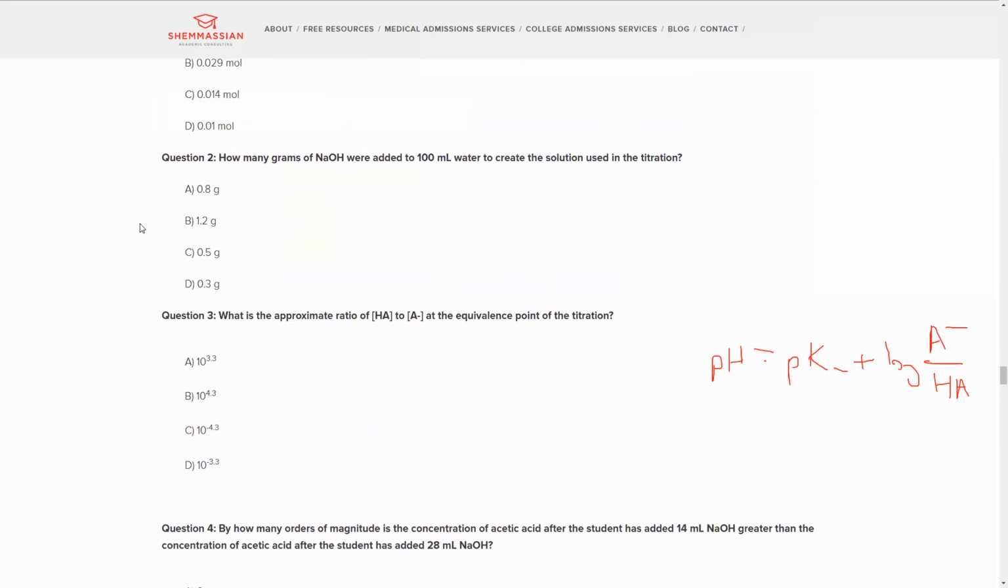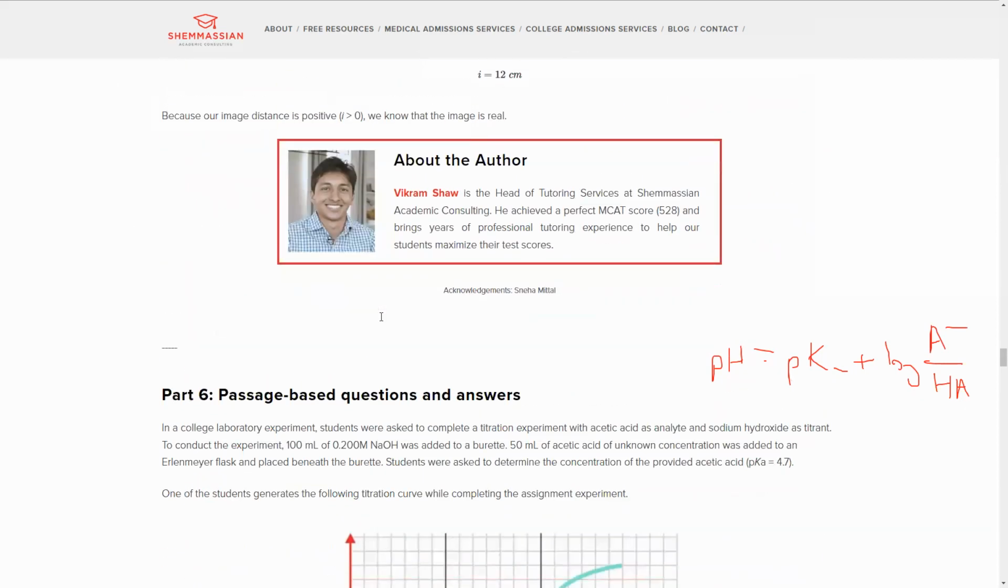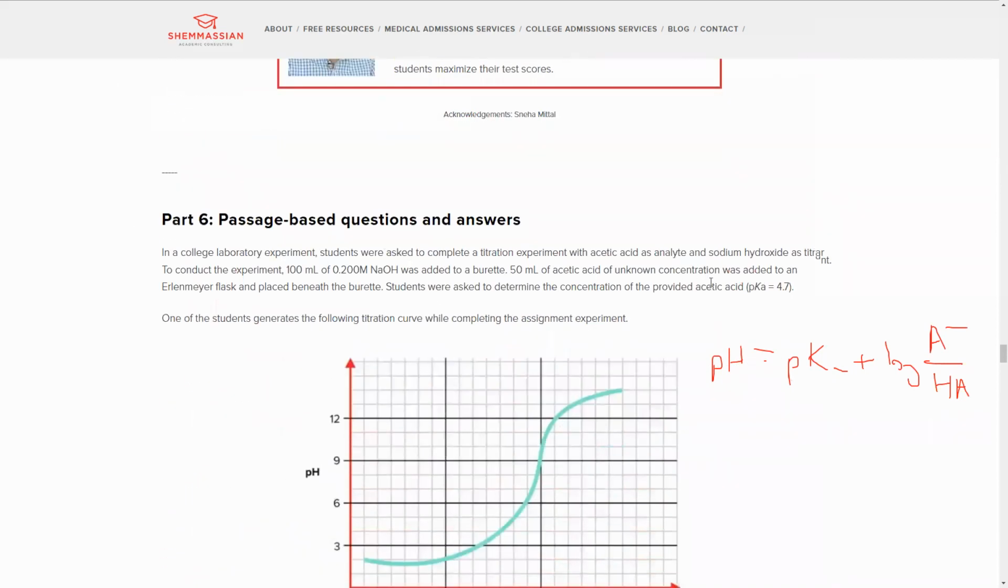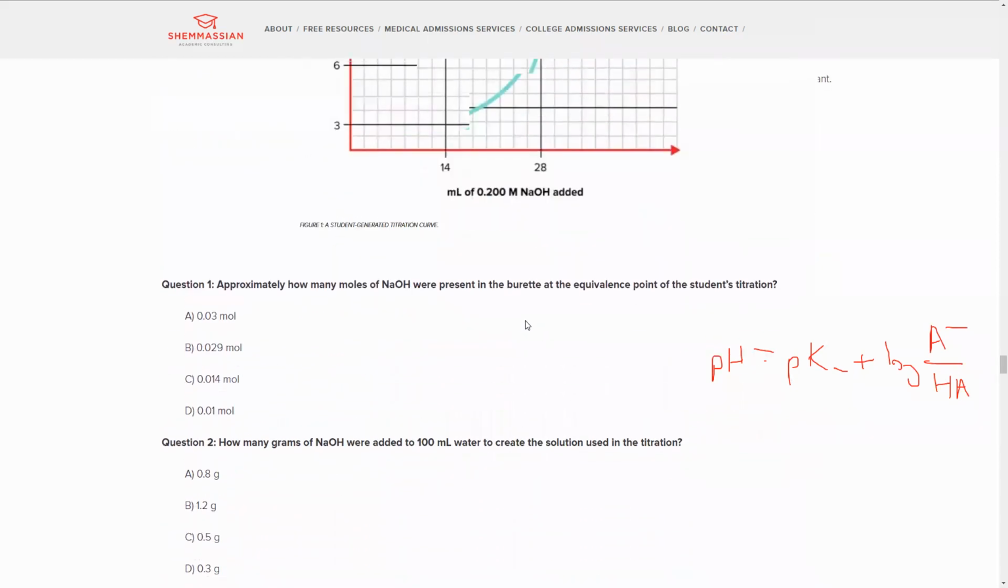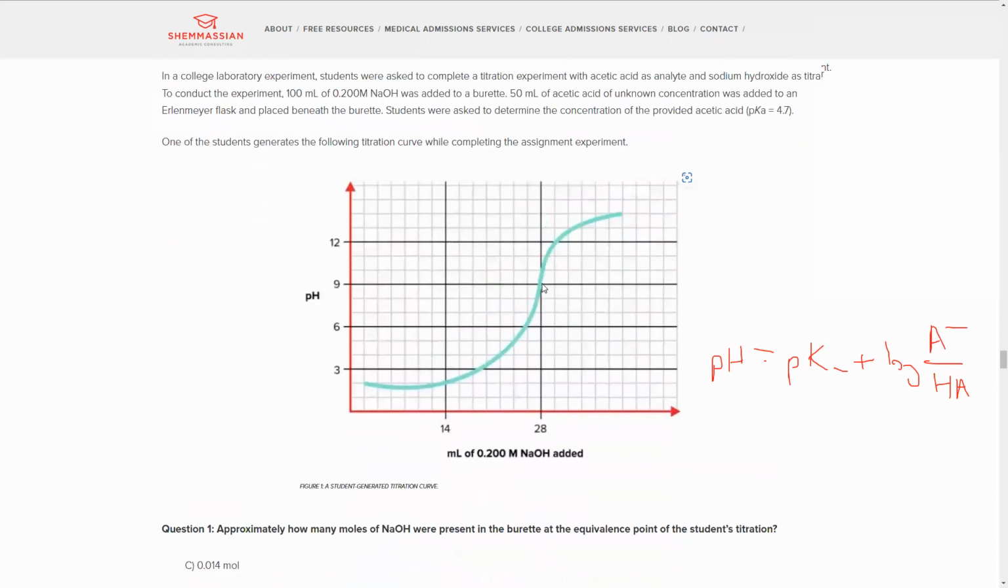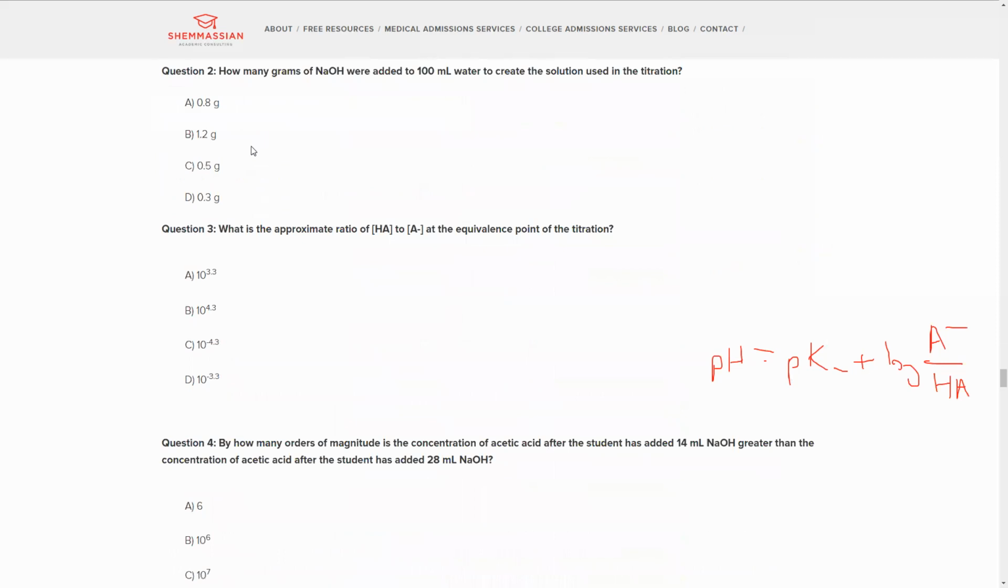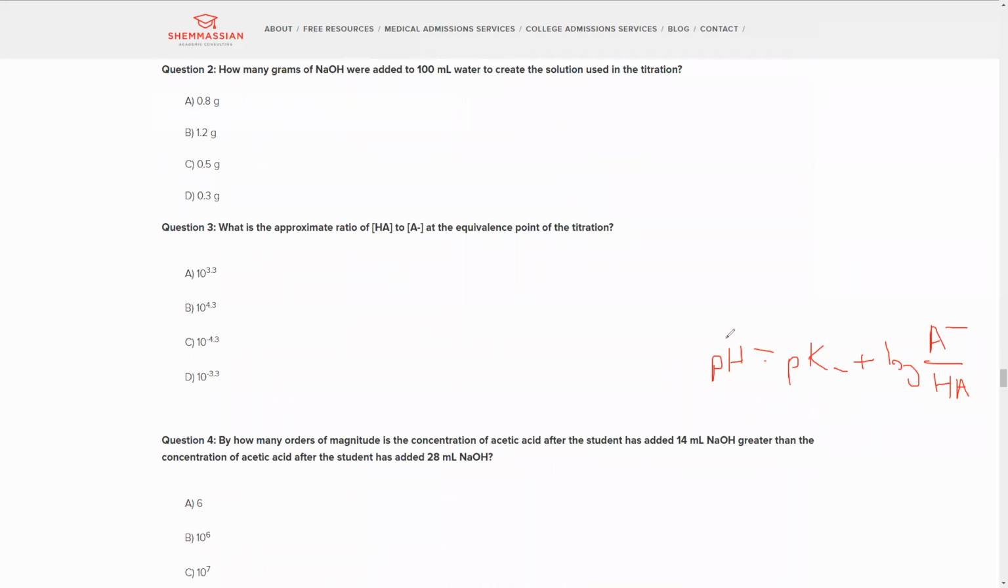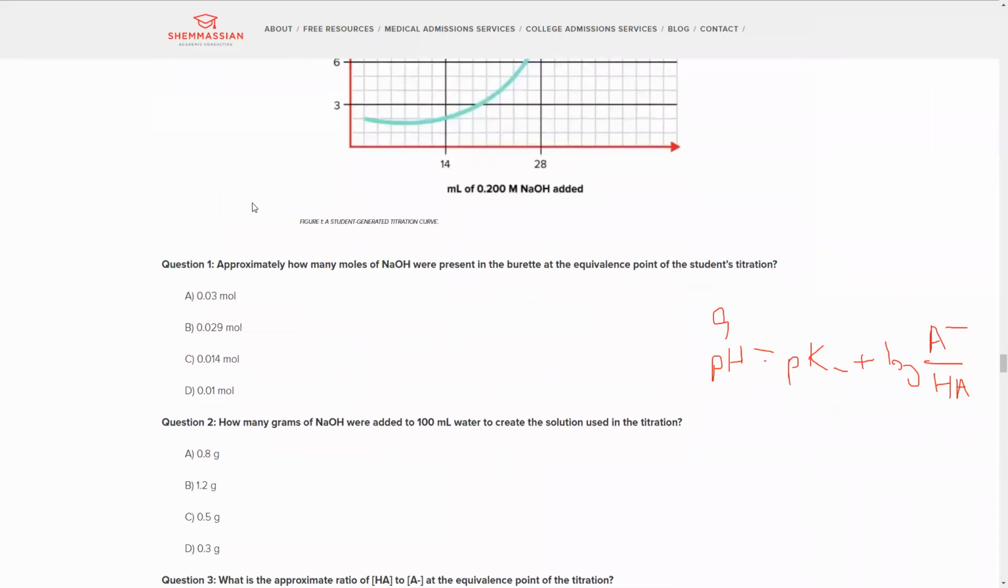Okay, what is the approximate ratio of HA to A minus at the equivalence point of titration? And so what did they give us so far? They gave us the pKa, that's good, and they gave us the pH as well, because they said at the equivalence point of titration. And at the equivalence point, the pH was 9, right? So they gave us the pH of 9. They gave us the pKa of, what was it? 4.7.